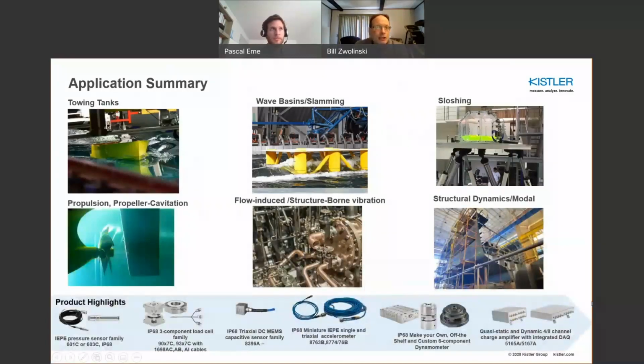So, as an application summary, we covered a lot of ground here in not quite an hour. Certainly from tow tanks to wave basins and slamming, sloshing, prop shaft and propeller cavitation, flow-induced vibration, as well as structural dynamics testing, all with accelerometers, force sensors, pressure sensors. A lot of customized solutions available, a lot of solutions available that are already IP68 qualified for, I'll say, the demanding environments of test for sure.